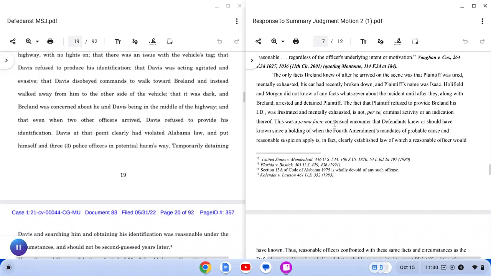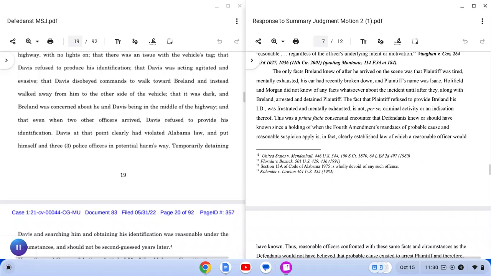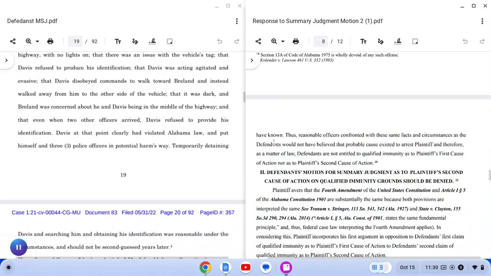This was a prima facie consensual encounter that defendants knew or should have known, since a holding of which the Fourth Amendment's mandate of probable cause and reasonable suspicion apply is, in fact, clearly established law of which a reasonable officer would have known. Thus, reasonable officers confronted with these same facts and circumstances as the defendants would not have believed that probable cause existed to arrest plaintiff, and therefore, as a matter of law, defendants are not entitled to qualified immunity as to plaintiff's first cause of action, nor as to plaintiff's second cause of action.